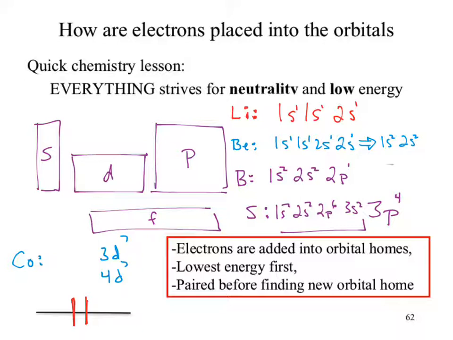1, 2, 3, 4, 5, 6, 7 of the D block. So it should have that 7 as a superscript. It is part of the D block. Deciding whether it's 3 or 4 becomes tricky with the D block because the D block is offset by 1. So even though it is in the fourth period, it technically belongs in the third.